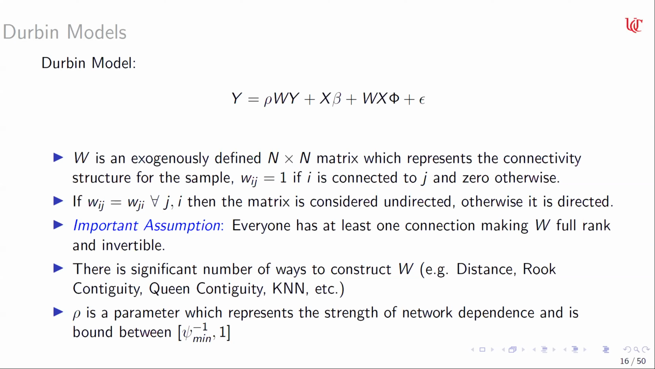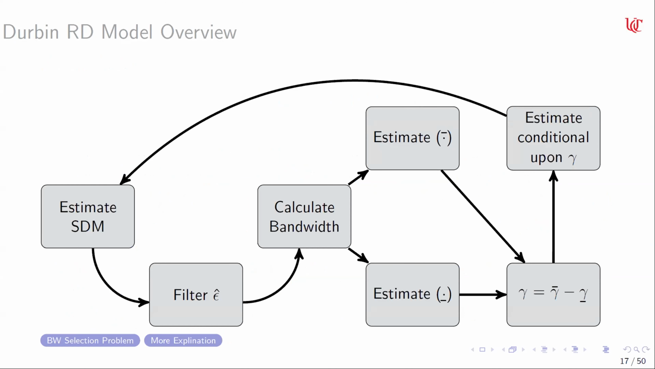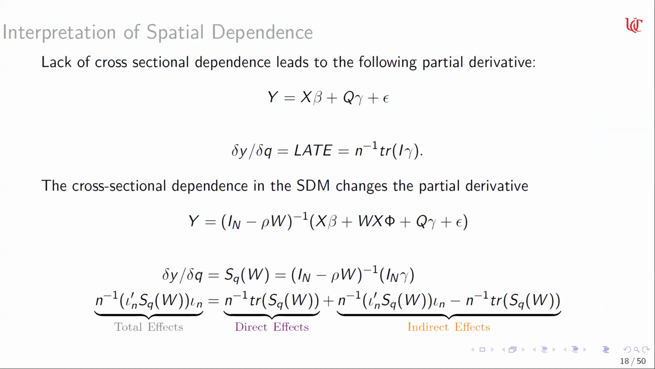The problem with using these weight matrices in regression discontinuity is when you cut to the bandwidth, you're going to get rid of a lot of the neighbors and you might leave some observations without a connection. And to get around that, we're going to use the first chapter of my dissertation, and I don't really want to get into what all of this is since I have a limited amount of time, but basically you're going to estimate the spatial model. You're going to take the residuals from that estimate and filter out the cross-sectional dependence. Then you calculate your bandwidth and run RD here, get your treatment effect, and you just plug it back into the spatial Durbin model. So when we plug this estimate of gamma back into the spatial model, we can actually calculate our treatment effects and incorporate spatial dependence.